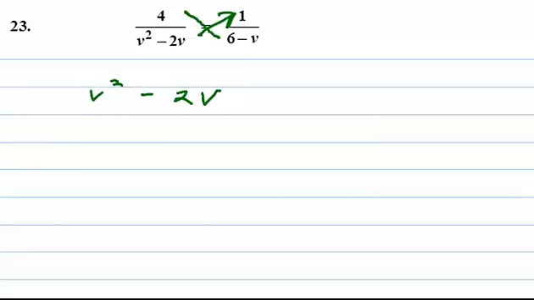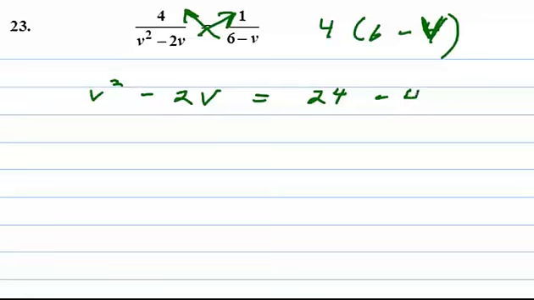And let's multiply that numerator and this denominator. So we get equals 4 times, what is 4 times 6 minus v? So we get 24 minus 4v. Okay, we no longer have any fractions involved. Now we have to evaluate our situation. When we see v squared here, that tells us we're going to have to factor to solve.